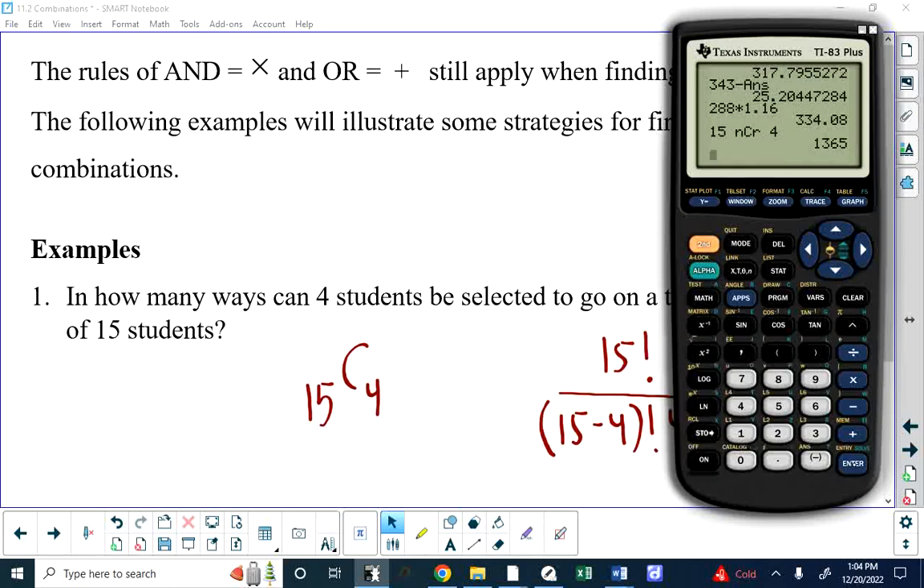The answer is 1,365. That's how many ways I could, if I had 15 students, select 4 of them to take for ice cream or whatever the job is.